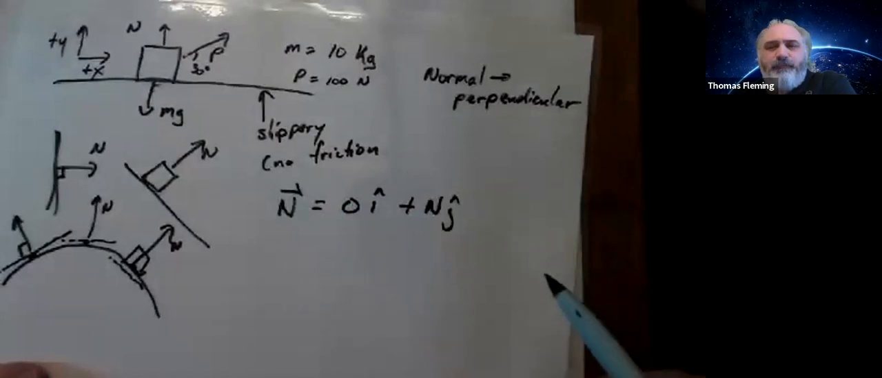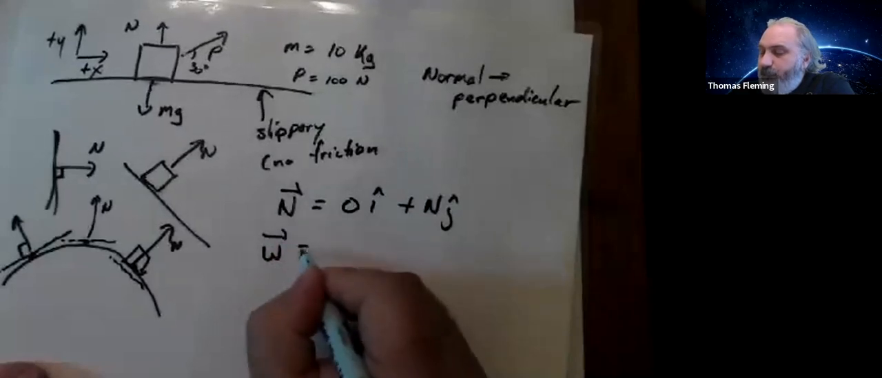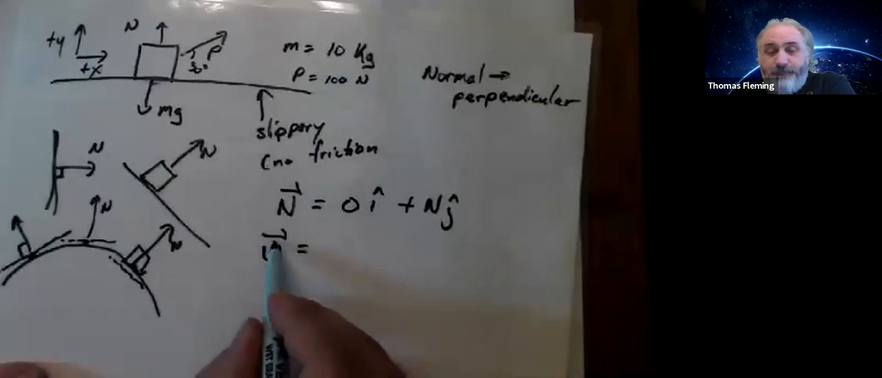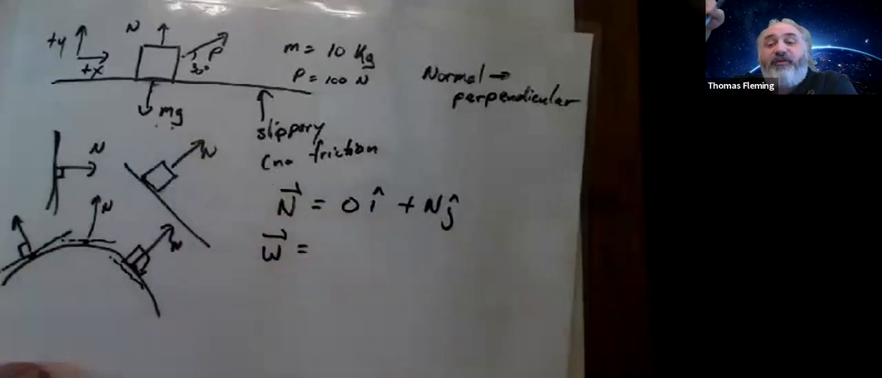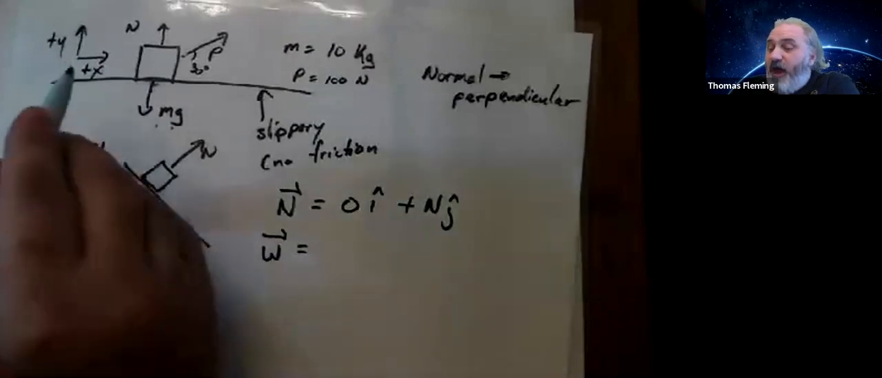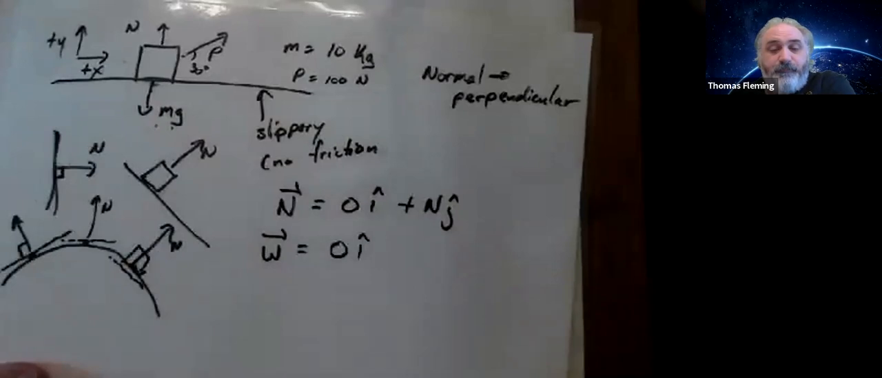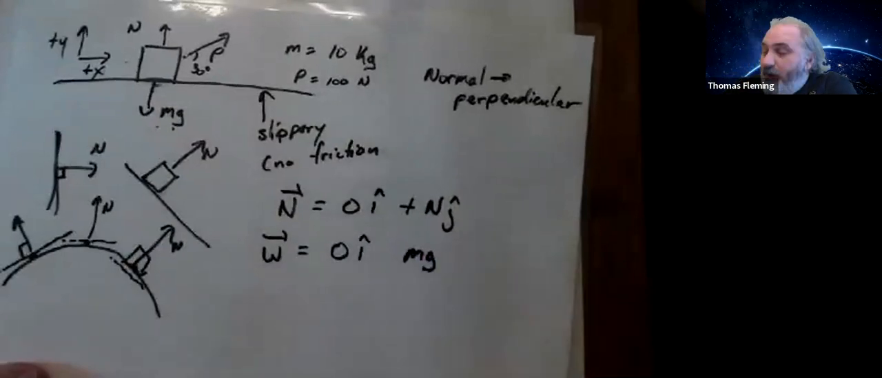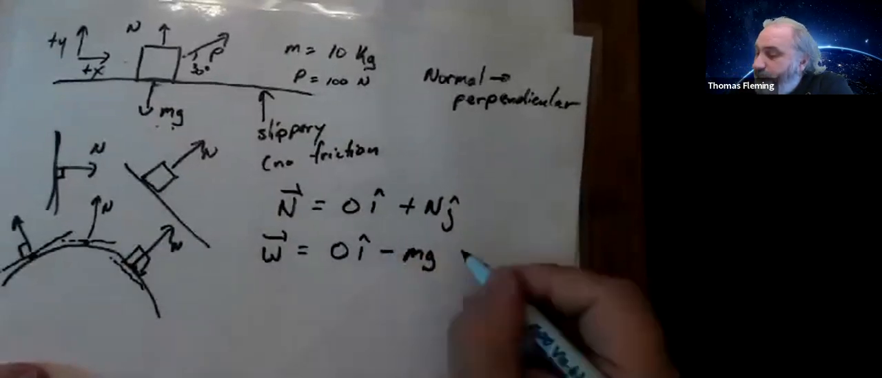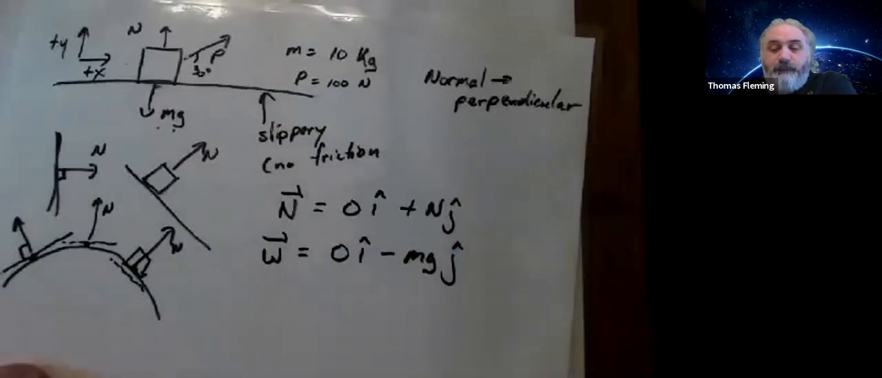What about the weight? Well, the weight is the force of gravity. I'll call that W. It's a vector. Now, the weight has a magnitude of m times g, but it points downward. So it's not sideways at all. It's going to be 0 in the x direction. But in the y direction, it's going to be mg, and since it's downward, I'm going to slap a minus sign on it. So it'll be that in the j hat direction. So far, so good?